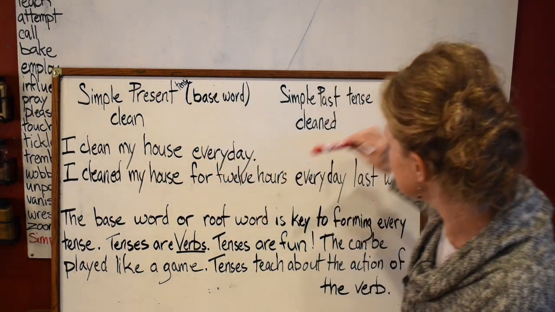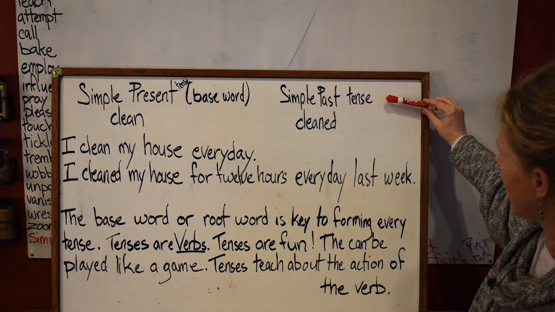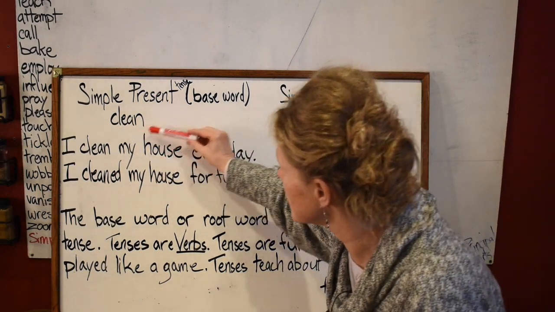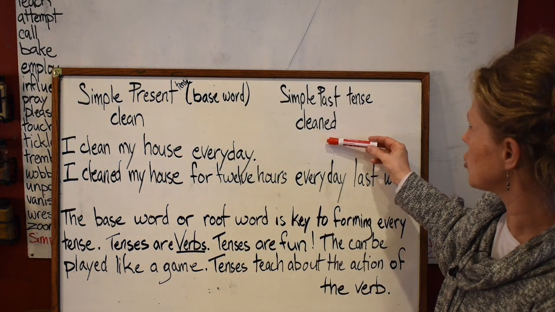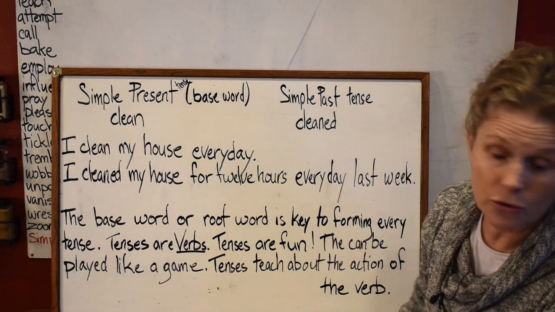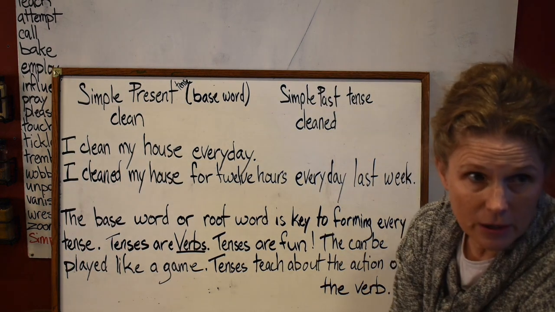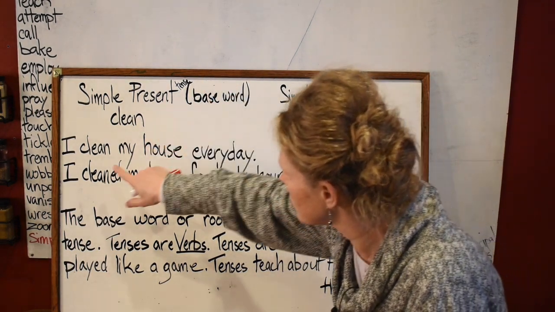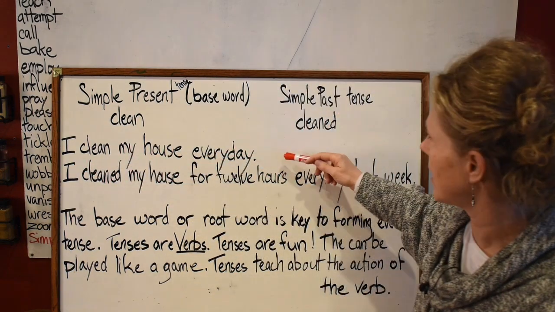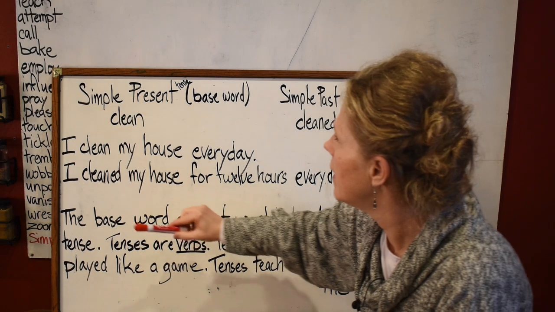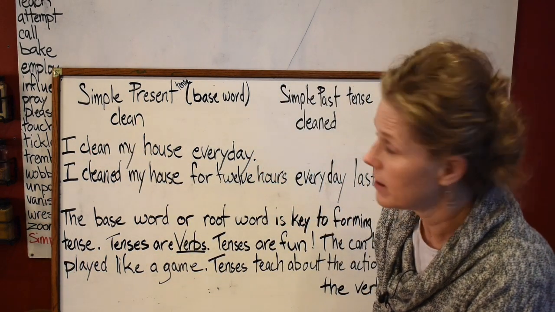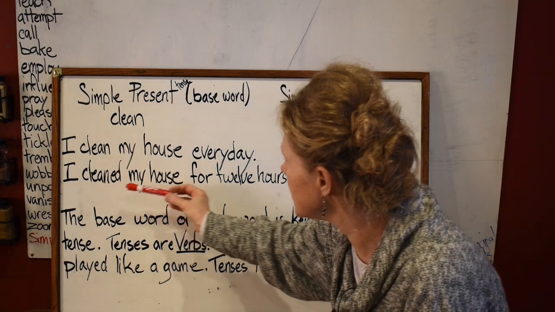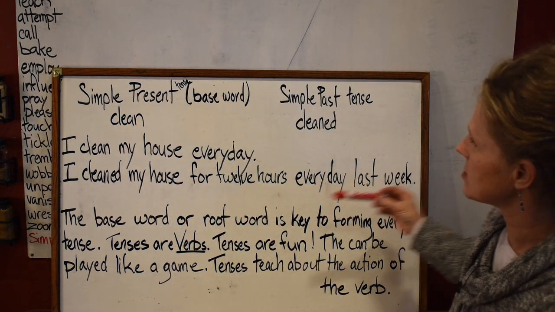That is your simple present, and your simple past tense is cleaned. Since this doesn't have any spelling rules, you would just add your past tense ed to get your simple past tense. Now here are some sentences that put us in the simple present. We're just going to use our base word. I clean my house every day, which is what I do. No auxiliary verb. But for our simple past tense, I cleaned my house for 12 hours every day last week.